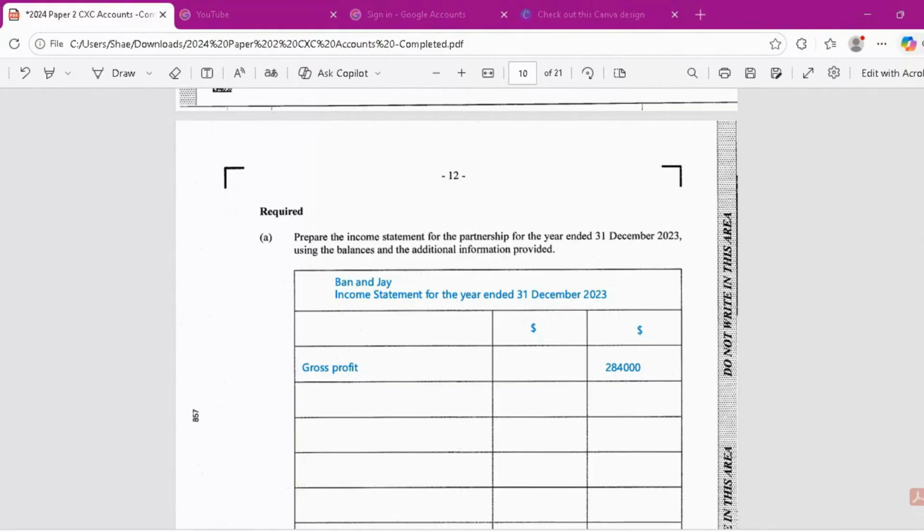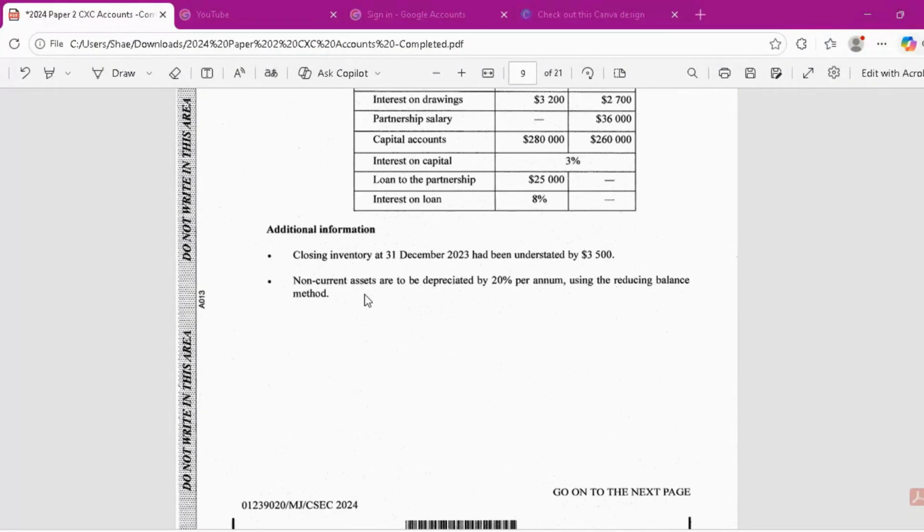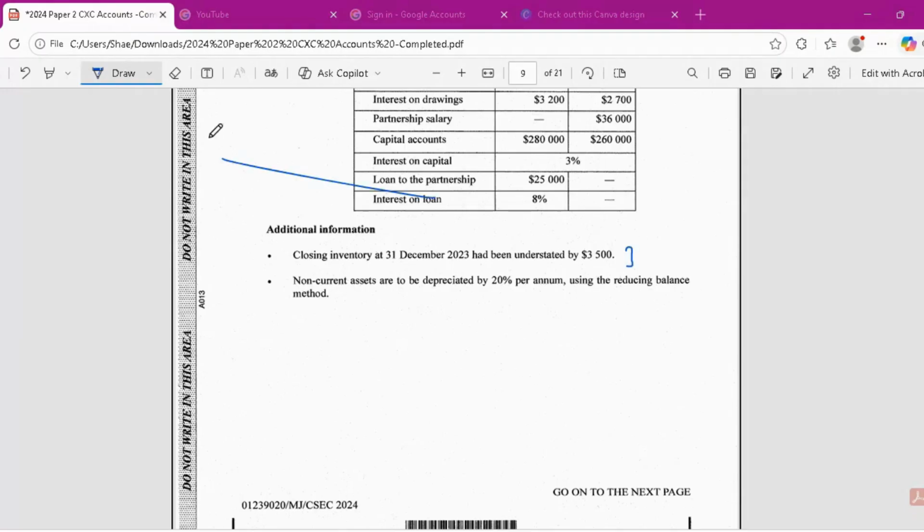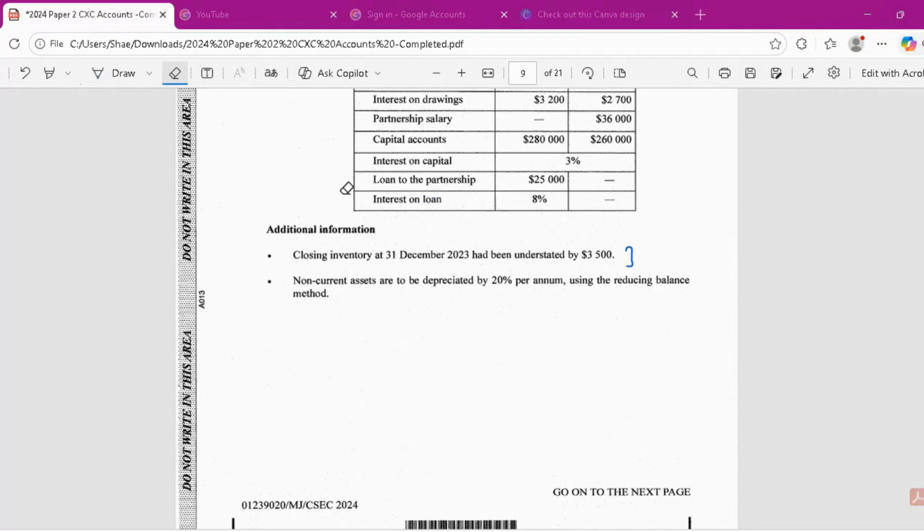Second thing, please note that there was an additional information given that said that inventory was understated. Now, how is that important? When your inventory is understated, it was not subtracted from your cost of goods sold. So therefore, the amount of money that we subtracted as cost of goods sold is too much. And therefore, we need to add back this closing inventory to your profit. So I'm going to go and add it back to our profit.